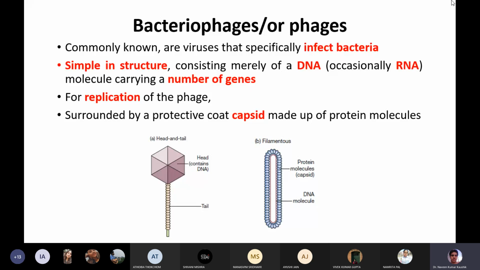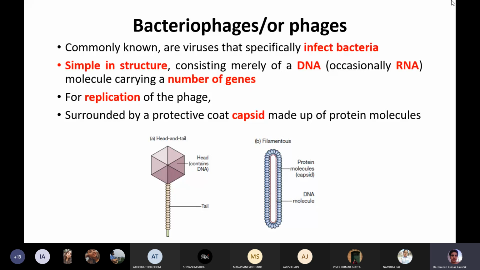Now another phage is also there that we call M13. This M13 and lambda phage both have double-stranded DNA, but M13 phage is a bit different from the lambda phage, in that new phage particles are continuously assembled and released from the cell.